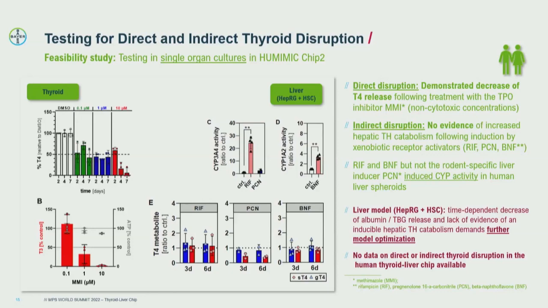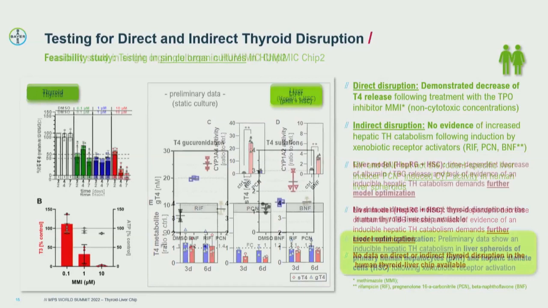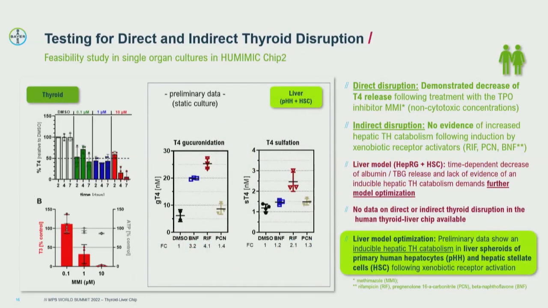However, for the liver system, we were unable to see an induction of the catabolism similar to what we have observed in the rat, despite the fact that we were indeed successful in inducing the liver, as the phase 1 metabolism, here depicted by cytochrome P450 activity, was clearly induced. So this didn't work, and therefore we decided to modify the system.